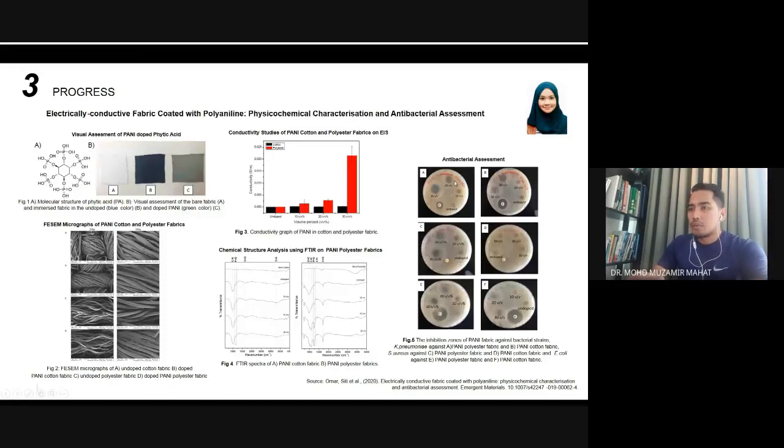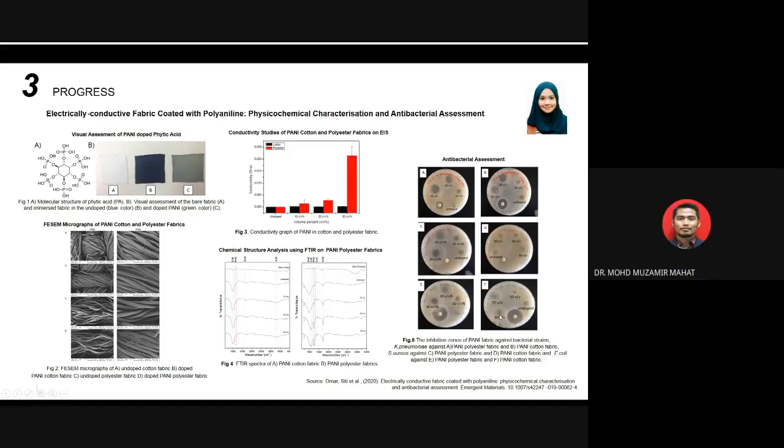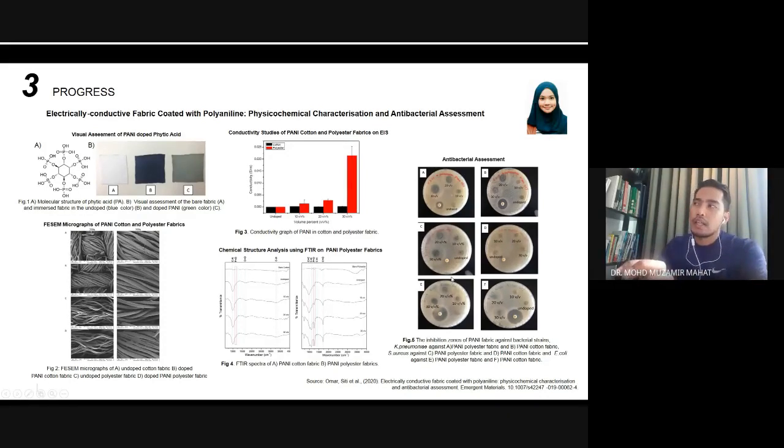Antibacterial assessment, this is a normal one for FTIR spectra. I think you know about this, but the reason of conducting this FTIR spectra analysis is because we want to see any chemical structure changes, because we are using two different types of fabrics. Antibacterial assessment. This one, you might not be able to see it at the greatest magnification, but we are showing now some sort of inhibition zone that the polymer produces as we expose it to the bacteria. Okay.